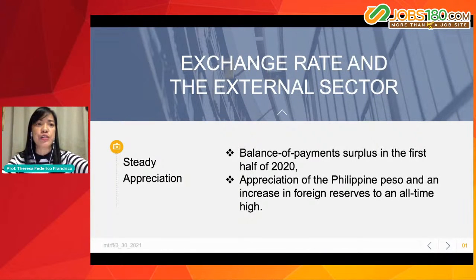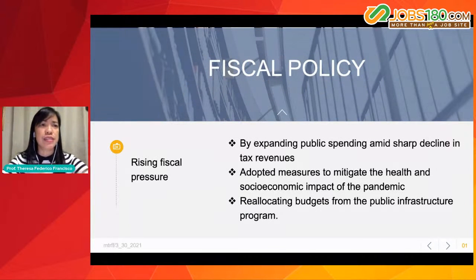A significant contraction of imports lessened the demand for US dollars, contributing to the appreciation of the Philippine peso in the first 9 months of 2020. In the first 3 quarters of 2020, the Philippine peso appreciated by 3.9%, and the peso has appreciated against the Taiwan dollar, Chinese yuan, South Korean won, Japanese yen, Singapore dollar, and Malaysian ringgit, though not against the US dollar. Now let's talk about fiscal policy, which is facing rising fiscal pressure.